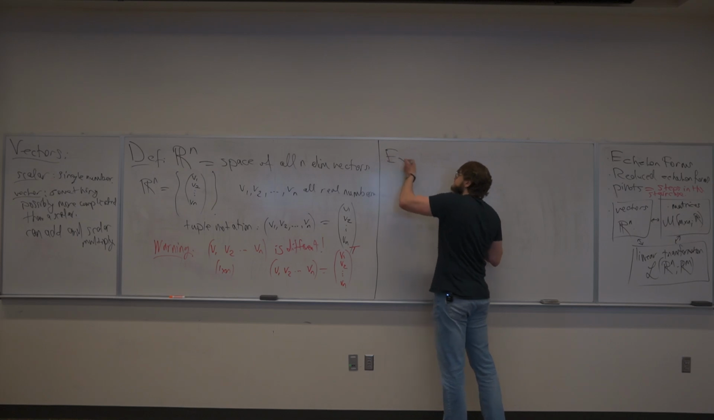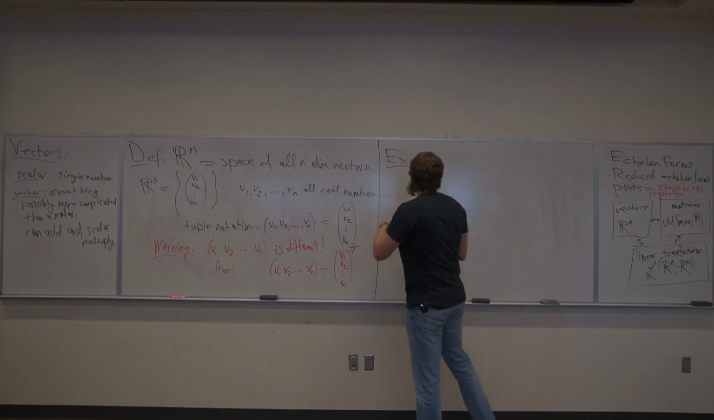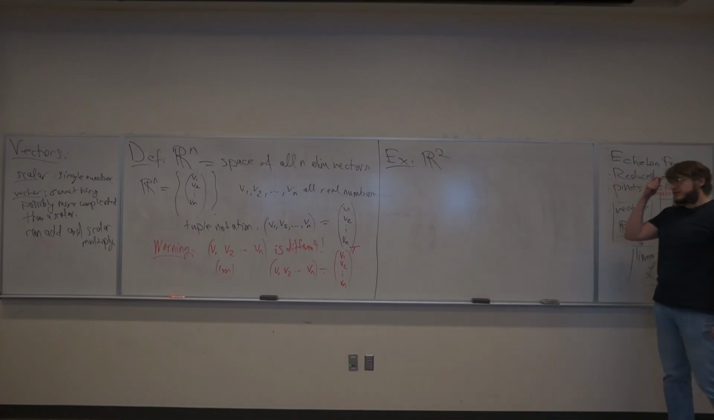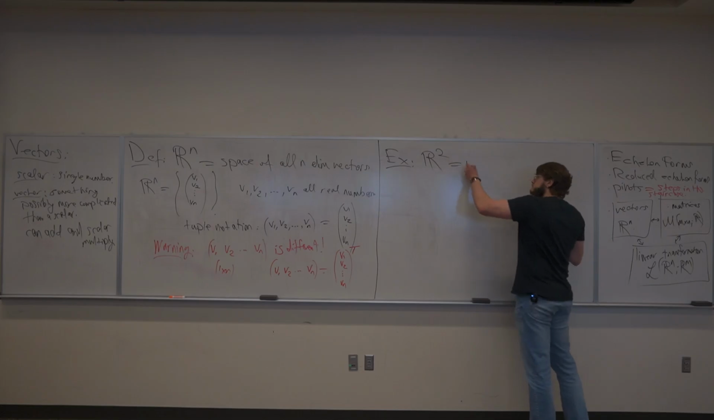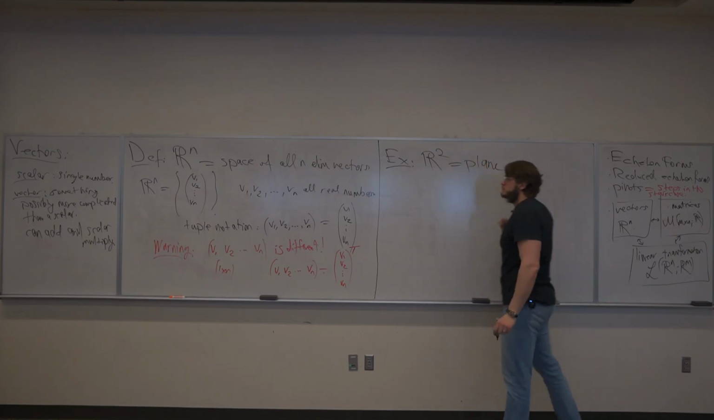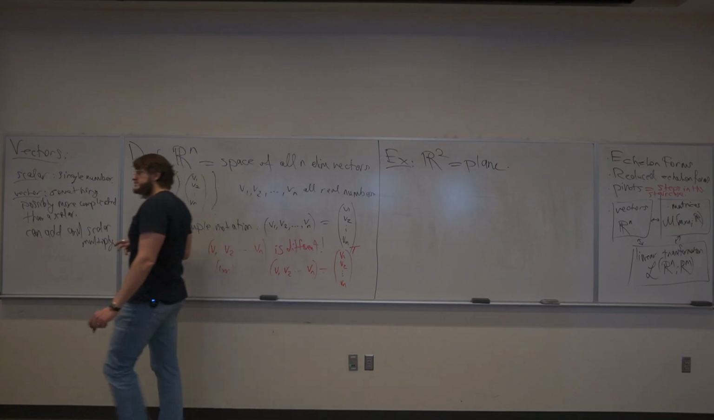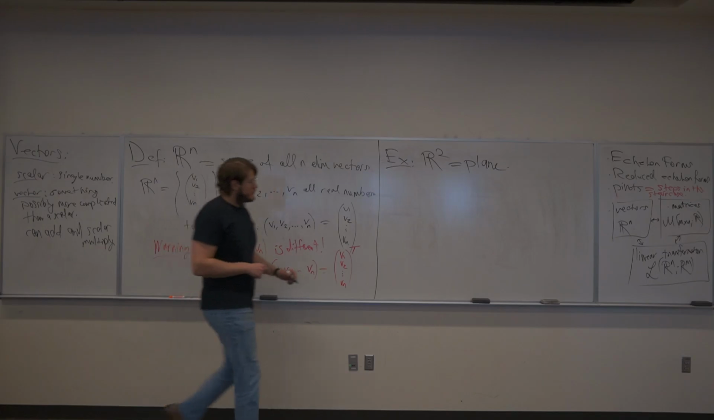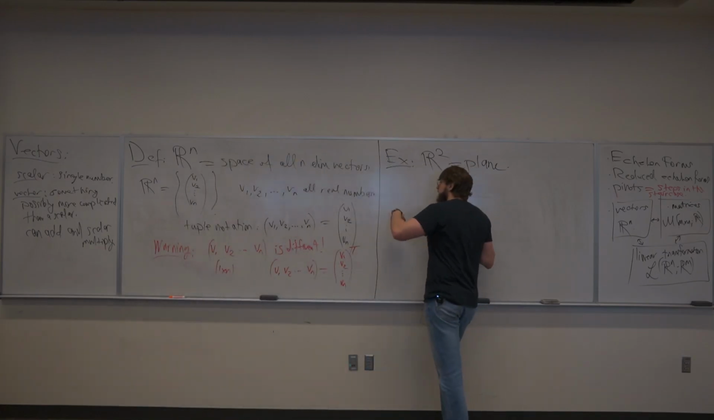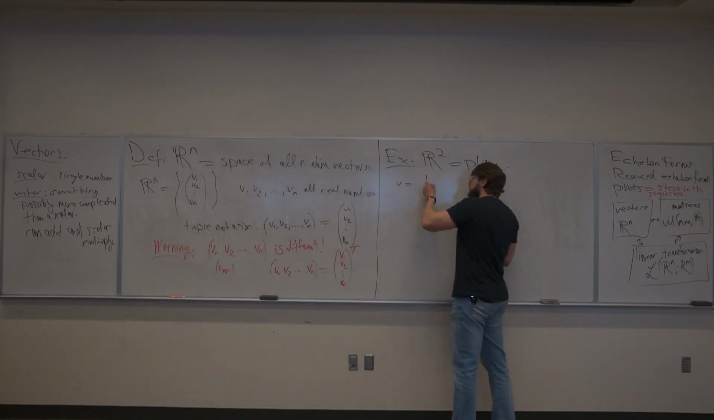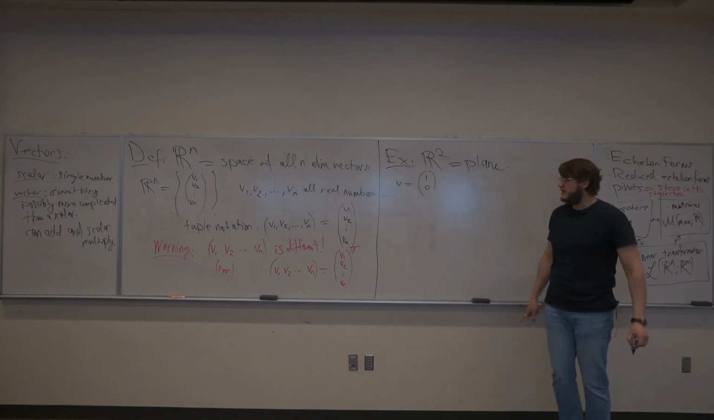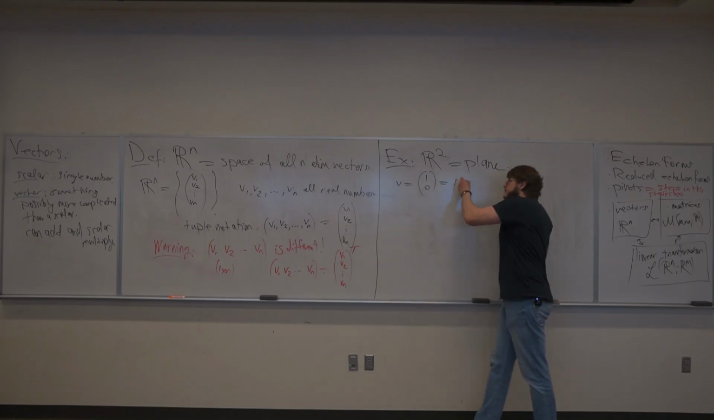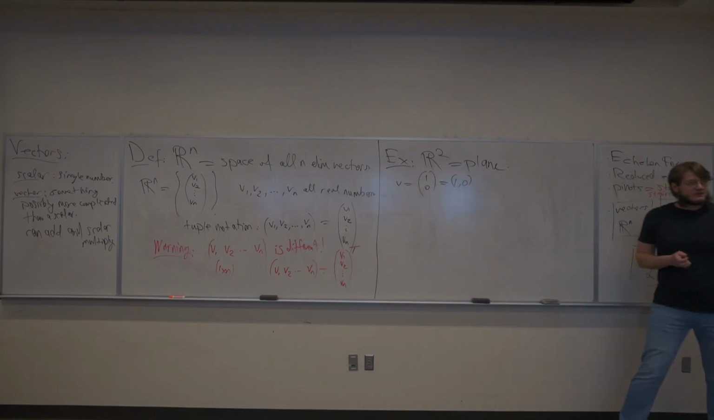So for instance, let's say I'm thinking of R2. Okay, this is the plane. And also the space of two-dimensional vectors, okay? So for instance, let's say V is 1, 0. Okay, I can write it like so. But using tuple notation, this is the same thing as this. Okay?